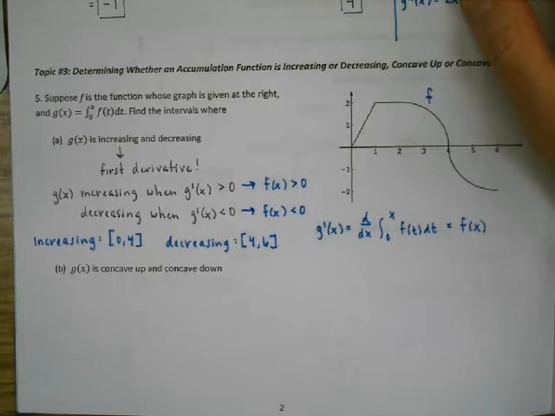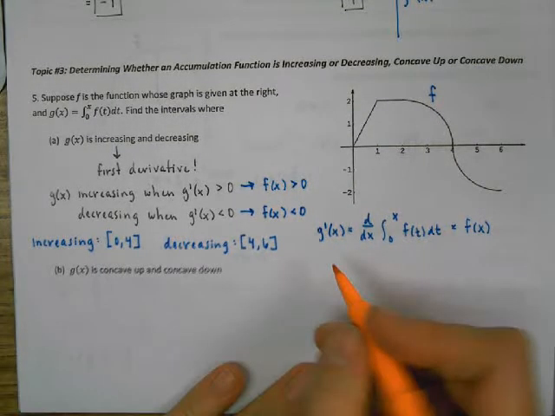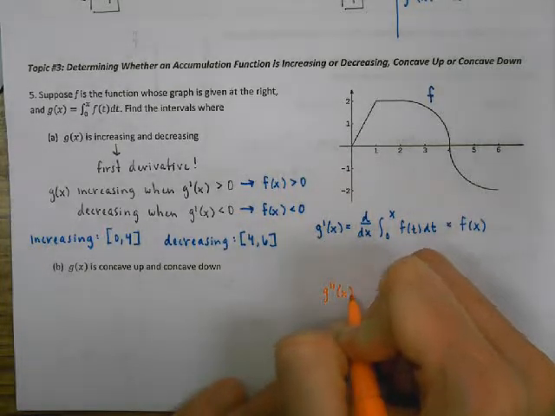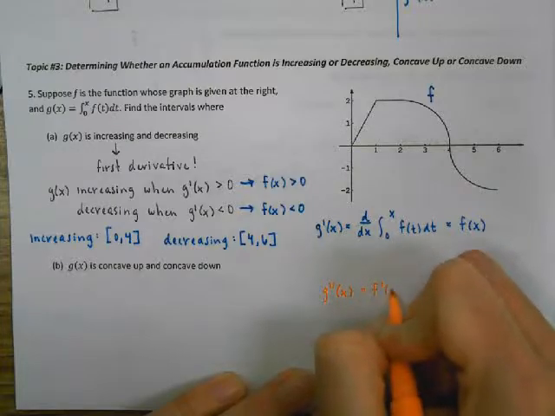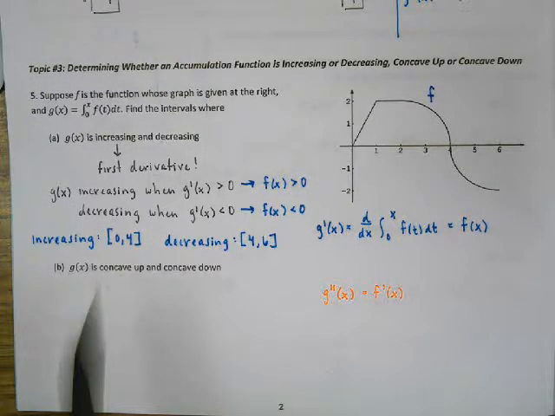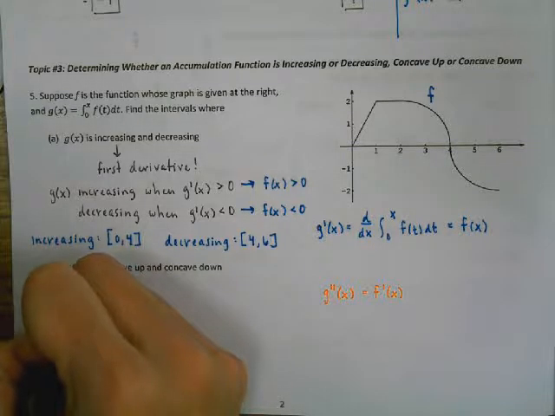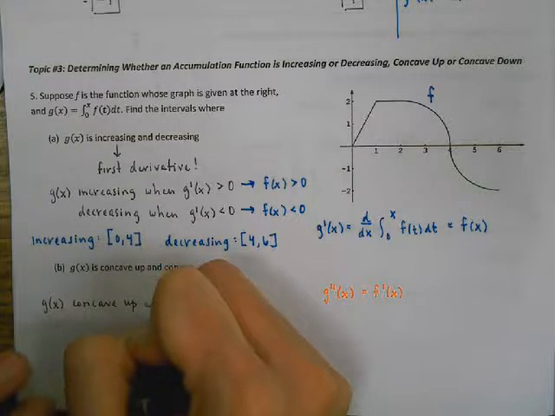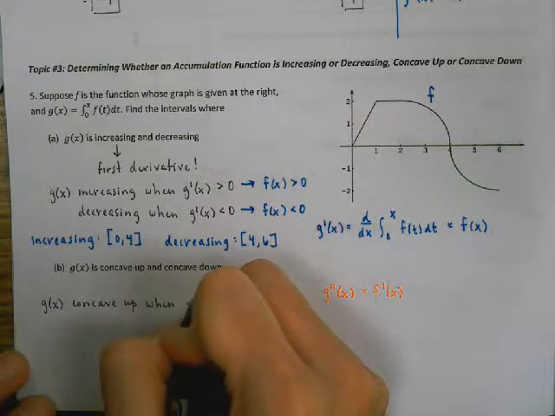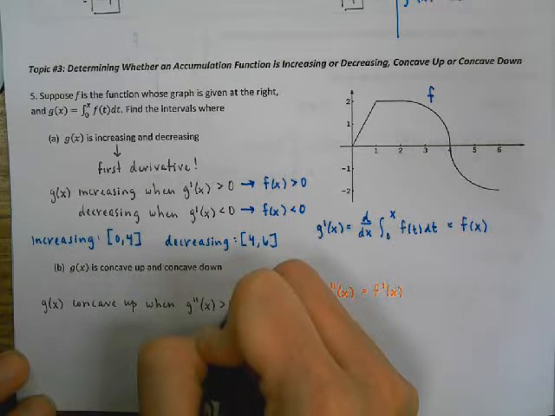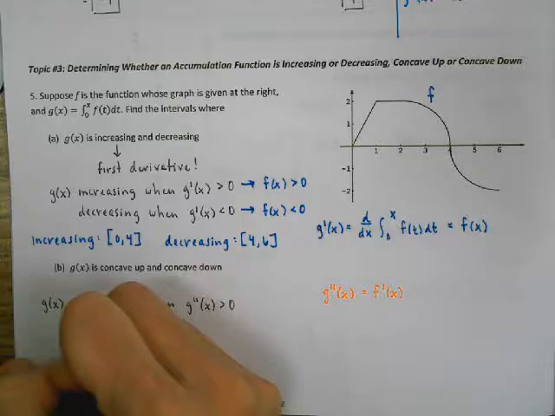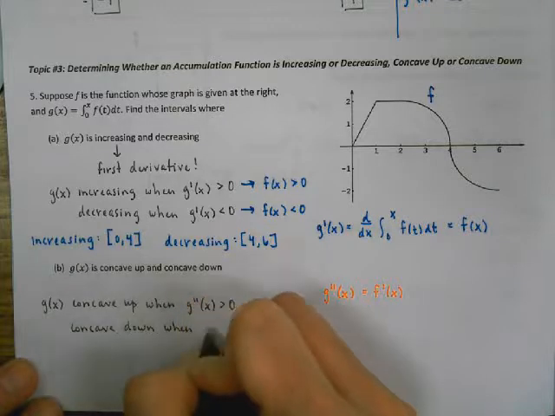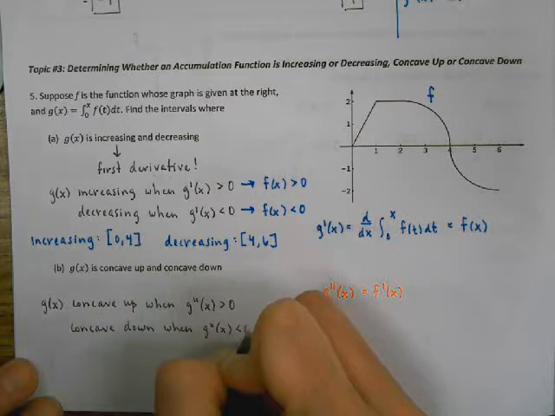Now, concavity, we're going to take a look at the second derivative here. So if g prime of x, we know, is f of x, I know that g double prime of x is equal to f prime of x. So with concavity, we know that g of x is going to be concave up when g double prime of x is greater than 0. And it's going to be concave down when g double prime of x is less than 0.